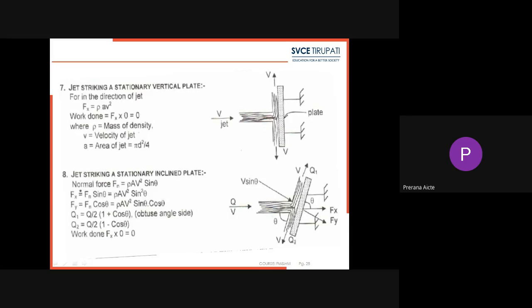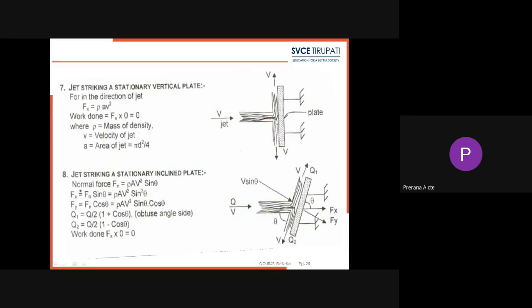In the direction of the jet, consider this is the jet, which is flowing with a velocity v, and this is the stationary plate. The plate is fixed. If the jet of water hits the stationary plate, then the water will change its direction from the x to the y direction.